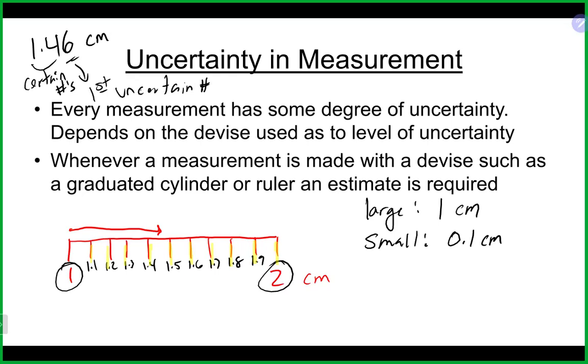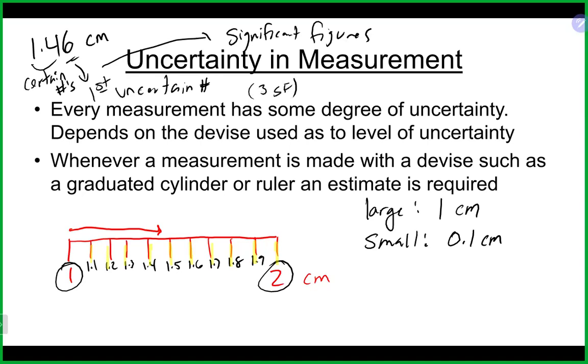And when we record a measurement like this, you should always record certain numbers plus that first uncertain number. And that is really what is referred to as significant figures. So significant figures is really when you do that. That means that this measurement that I just took has how many significant figures? It has 3 significant figures, yeah.